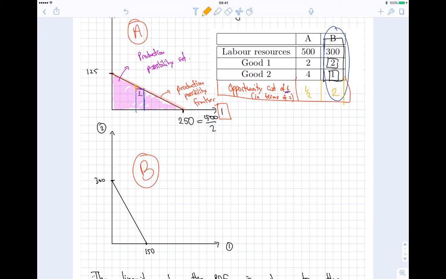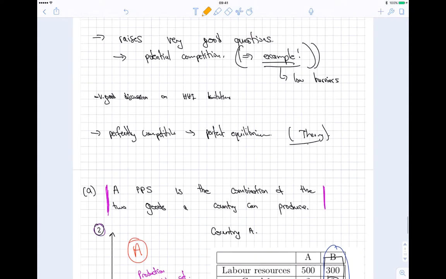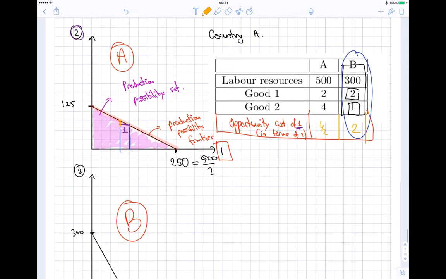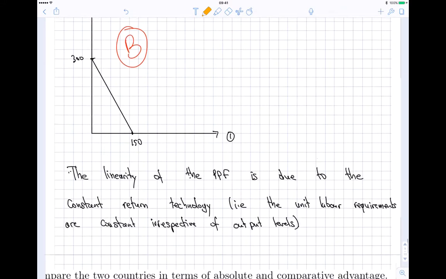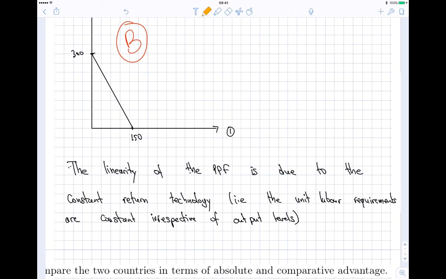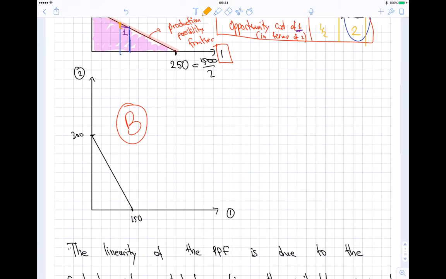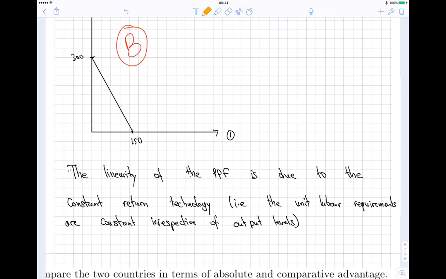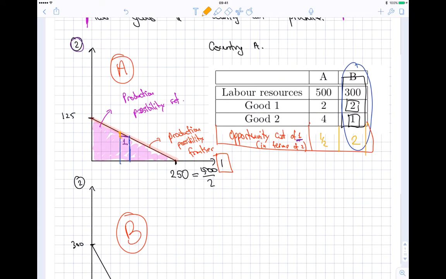See if you can do the same exercise now, but make an extra row that says opportunity cost of 2 in terms of good 1. What would that have been? So I started the video a little bit late on this one, but we haven't really covered much. For those of you watching from home, in part A we just said write a definition, write the actual answer, and then follow it up with 1 or 2 sentences that describe why the PPF, or the production possibility frontier, is linear. In this case it's linear because the unit labor requirements stay constant.